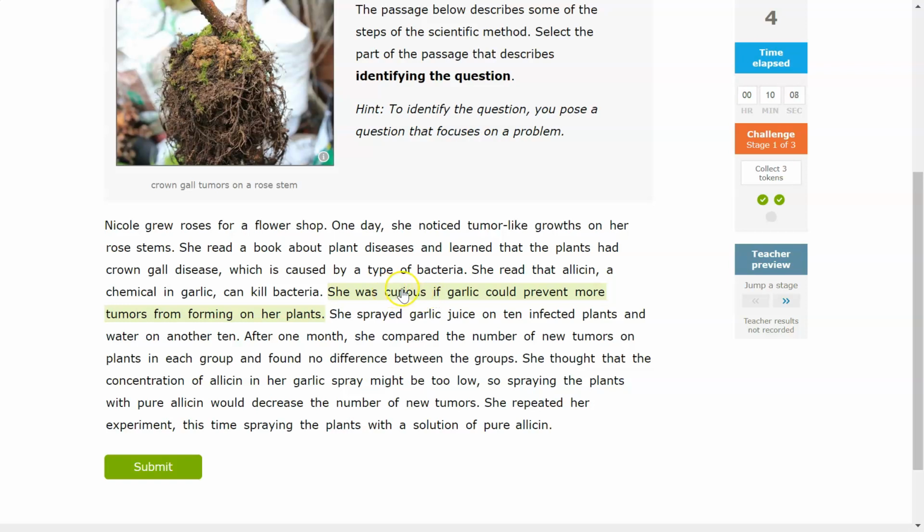So this sounds like a potential question. What are we trying to solve? We're trying to figure out if garlic can prevent tumors from growing. That sounds like a question to me. So I would click on that. Please be aware, I don't read the entire thing because the second half usually talks more about the experiment and the data and the conclusion. So the moment I find it, I tend to stop reading.